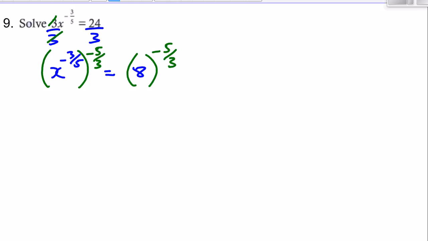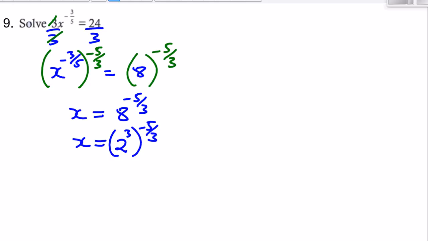So what I'll end up with here is x will be equal to 8 to the power negative 5 over 3. Now this can be written as x will be equal to 2 to the power of 3, to the power negative 5 over 3. Of course, 3 and 3 will cancel, so I'll end up with 2 to the power negative 5, which is 1 over 2 to the power 5, which is 1 over 32. So x is equal to 1 over 32.